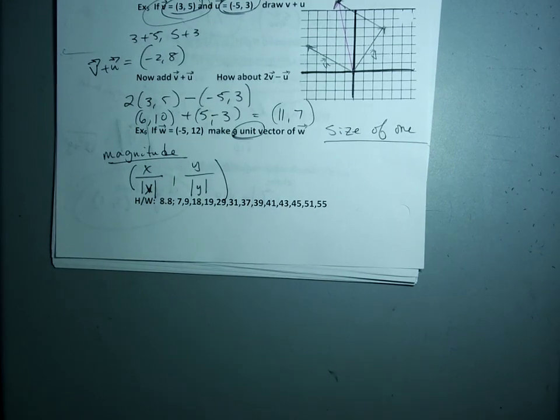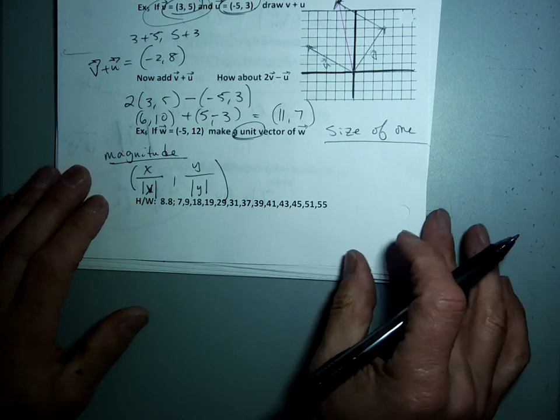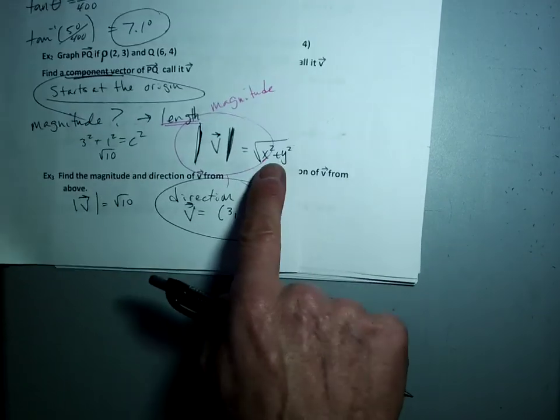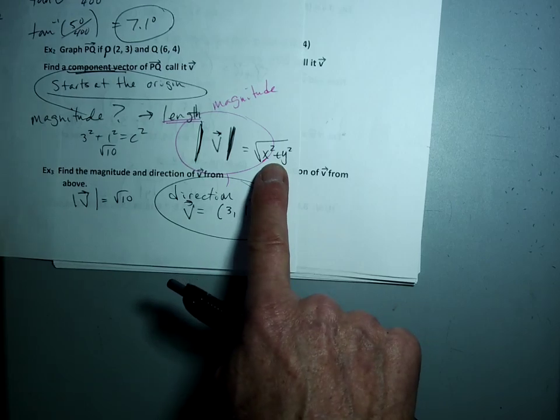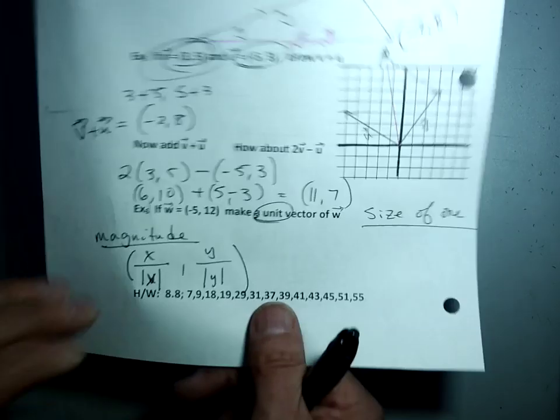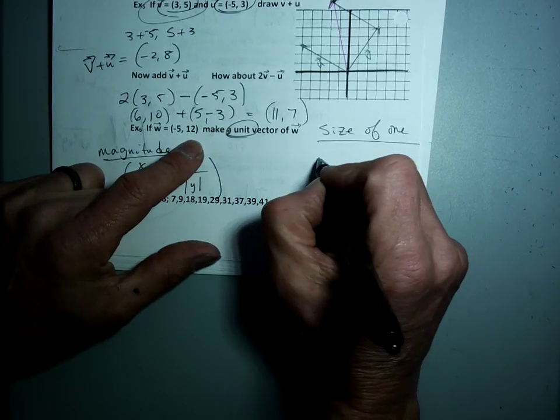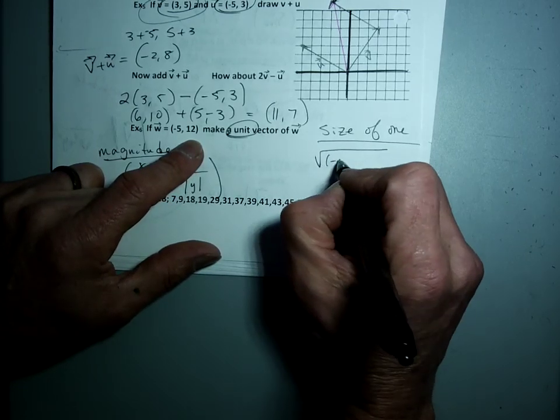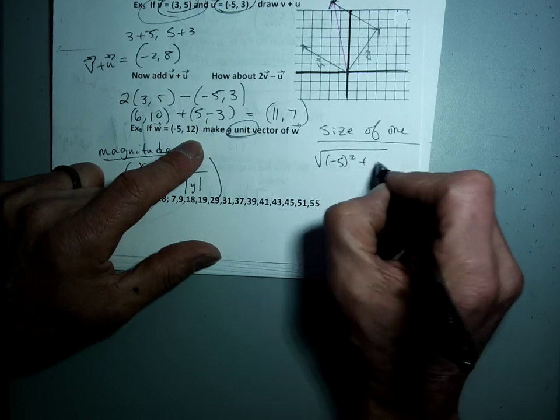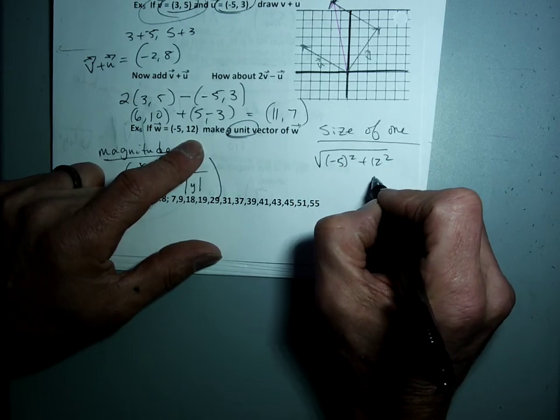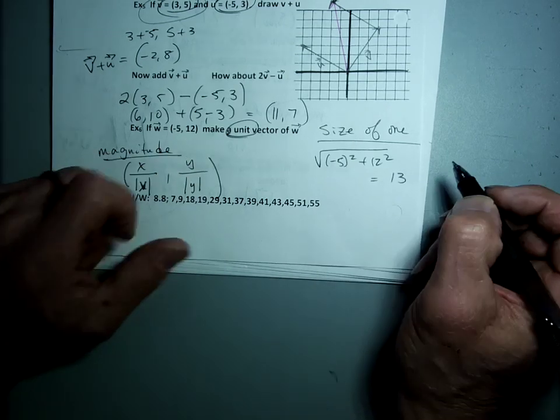So the magnitude, what's magnitude? Let me go back through my notes. Oh, wait a minute. To find the magnitude, we did that, right? So the magnitude is going to be the square root of negative 5 squared plus 12 squared. And I get 25 plus 144 is 169, the square root of which is 13, okay?